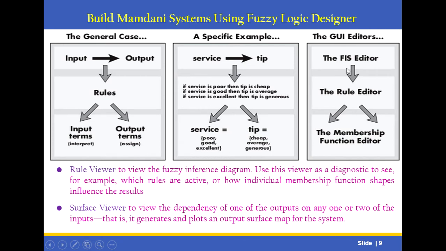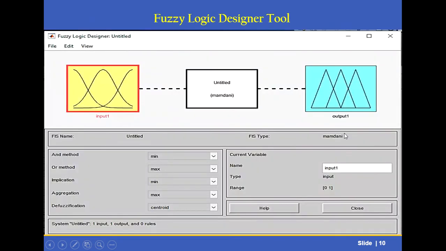These are the GUI editors: the FIS editor, rule editor and membership function editor. If you type fuzzy logic designer in the MATLAB window, you will get the fuzzy logic designer tool like this. Here this fuzzy logic designer has three parts: first the input part, second the processing part, then the output part. Here you have to type the FIS name, then the AND method or OR method, implication, aggregation and defuzzification methods are there. Then the FIS type may be Mamdani or Sugeno system. You can select here.